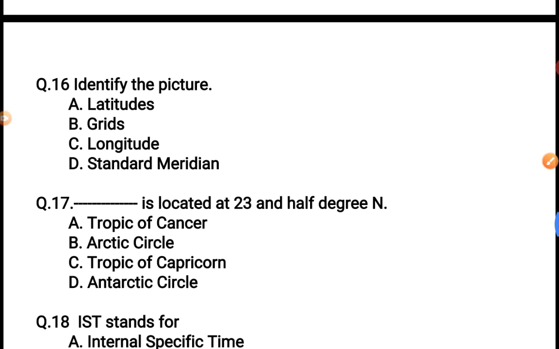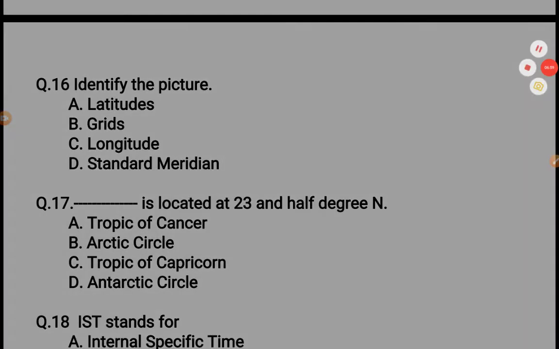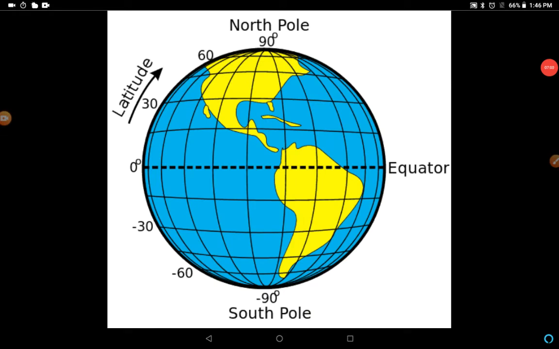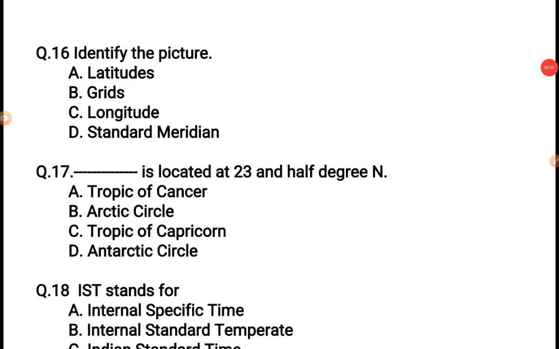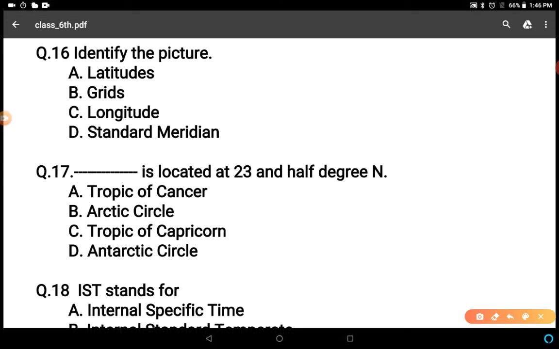Next, identify the picture. Yes, see this picture I'm showing you. What is this picture indicating? See this picture very carefully, then I'll tell you the options. Options are: A latitudes, B grids, C longitude, and D standard meridian. The dotted line was latitude, 0 degree equator, but this picture shows a number of latitudes and longitudes. So this is completely a grid. So B is the correct answer.